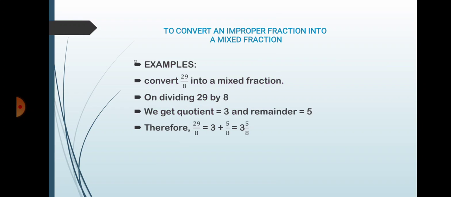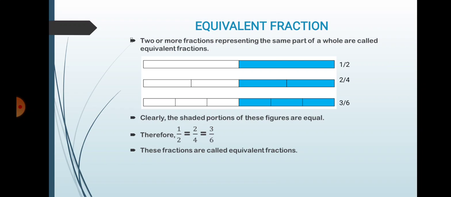Now let us learn how to convert an improper fraction to a mixed fraction. So let us take an improper fraction. Improper fraction means the numerator will be greater than the denominator. So just divide 29 by 8. You will get the quotient as 3 and remainder as 5, which means it has 3 equal parts with 5 left out. So 3 plus 5 by 8, the denominator as we saw already, the same thing will reflect here also. So 3 plus 5 by 8, which is equal to 3 5 by 8.